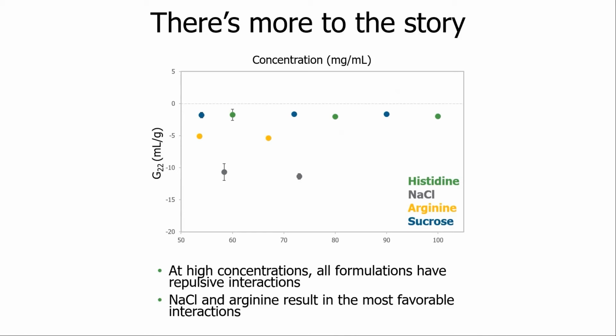So when concentrations increase to more dramatic levels along the lines of a final concentration of a drug product, testing things out with G22 is worthwhile to see what helps inhibit aggregation by promoting repulsive protein-protein interactions.